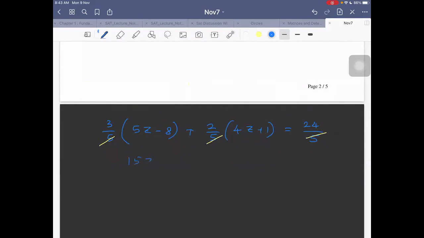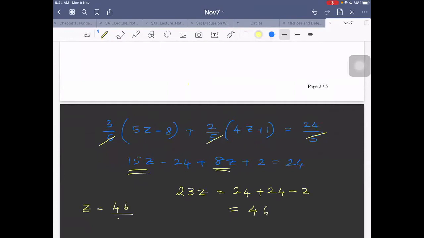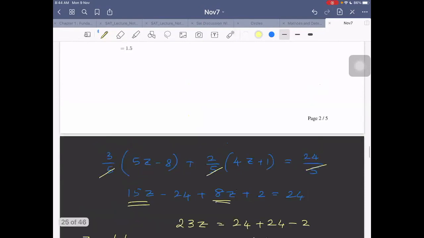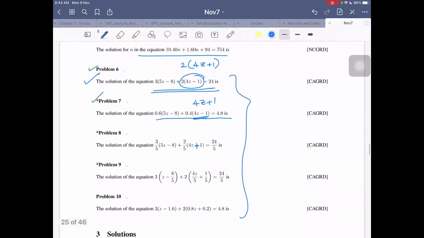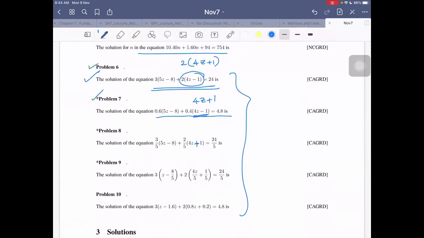As in, this is 15z minus 24 plus 8z plus 2 is equal to 24. So we have 23z, and 24 goes to the other side. It becomes plus 24. 2 goes to the other side, it becomes minus 2. So it is 46. So your z is 46 divided by 23, which is going to be 2. So again, you see, I have framed the same question in terms of fractions, in terms of decimals, everything.